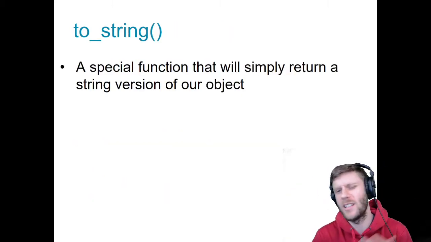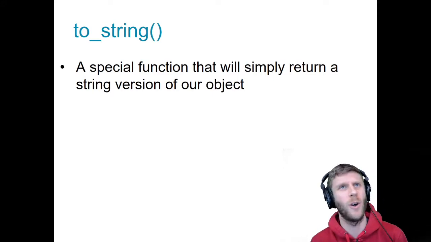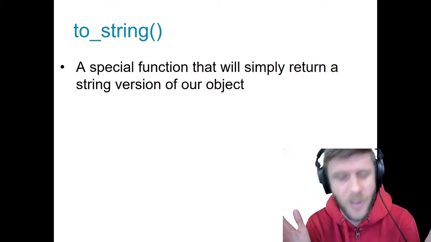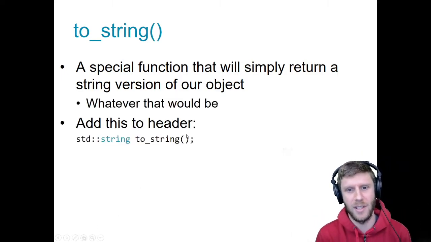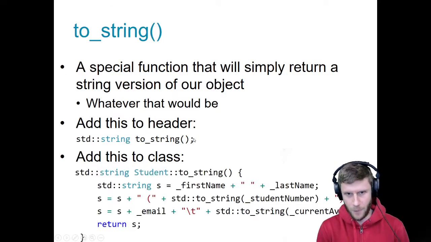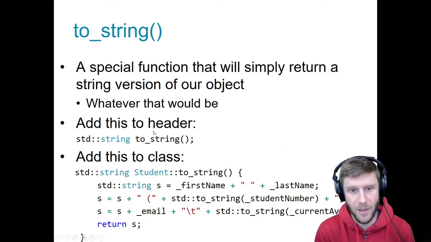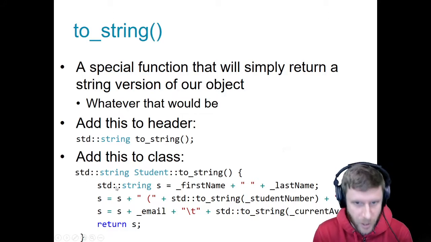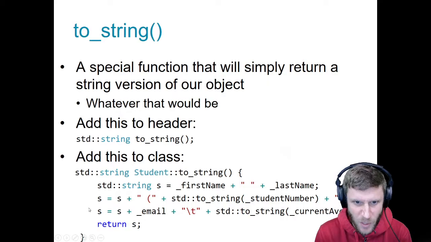Okay, toString. This is a special function that returns a string version of an object. This is awesome for debugging purposes because you're going to have pointers to objects and you're going to forget which one you're pointing to. What's its version? I don't know. Oh, this is the one that's labeled Bob. Whatever that would be. Okay, add this to the header, and add this to the class. If we add this to the header, we are defining a method that's going to return a string called toString. And we're going to add this to the class. So it returns a string from the student, toString. And what are we going to do? The string s starts with first name plus last name. And then we say s equals s plus.